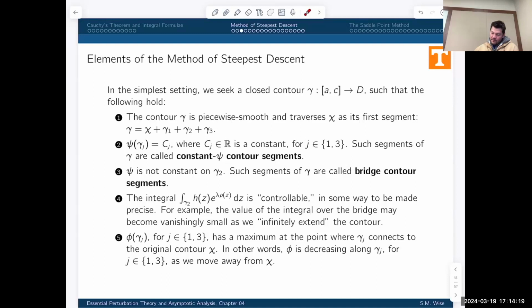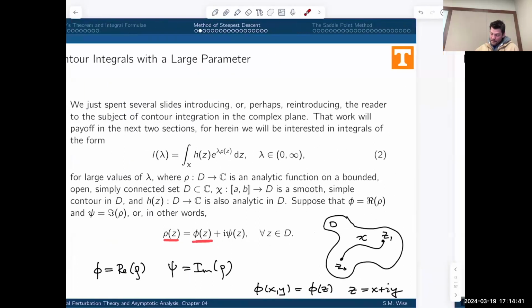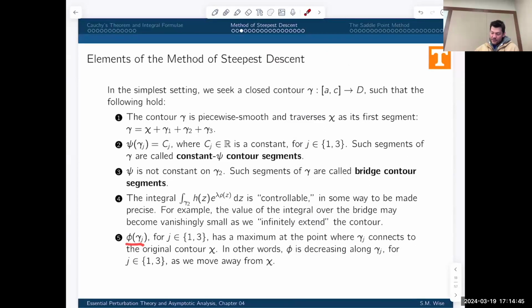Now, for the contour segments where I have psi being constant, that's contour segments 1 and 3, what I want to do is construct them in such a way that phi, sorry, not psi, but the phi function, which is the real part of rho, when you evaluate it on those contour segments, gamma j for j equals 1 and 3, has a maximum at the point where gamma j connects to the original contour chi. This one is hard to understand until you see a picture. So in other words, I want phi to be decreasing along gamma j for j equals 1 and 3 as we move away from chi.